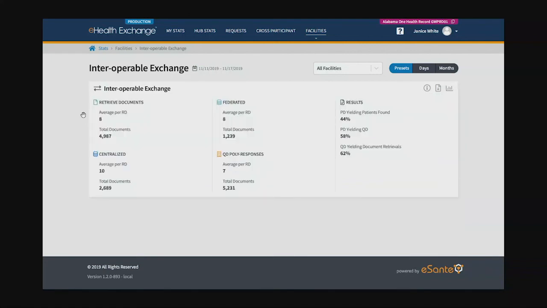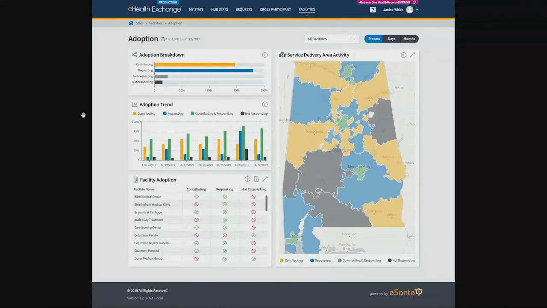Next. This is just a data view of the same visualization, so you have that. Next slide, real quick.